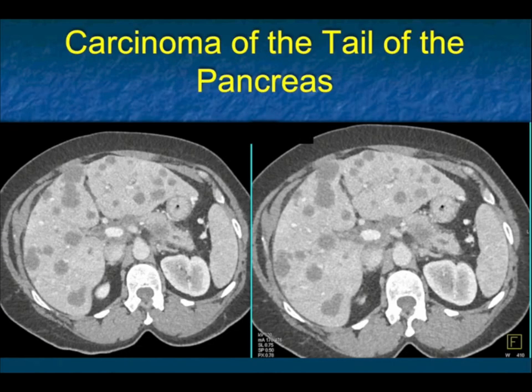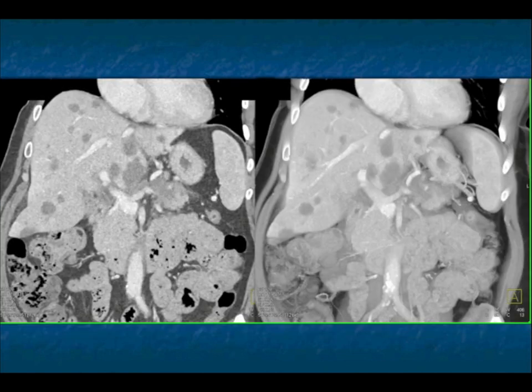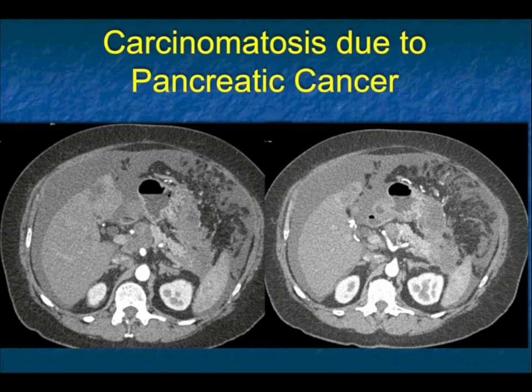This patient has a tumor in the body of the pancreas. There's nodes in the porta hepatis, and there's widespread liver metastasis shown on the axials, as well as nicely shown on the coronals and on the volume rendering. Obviously, patients like this will be given chemotherapy, but their outcome is obviously going to be poor.